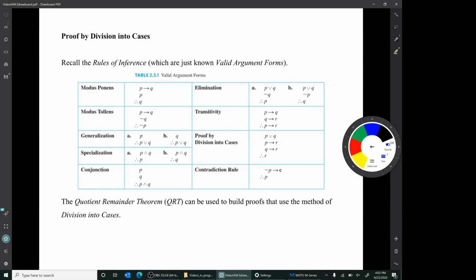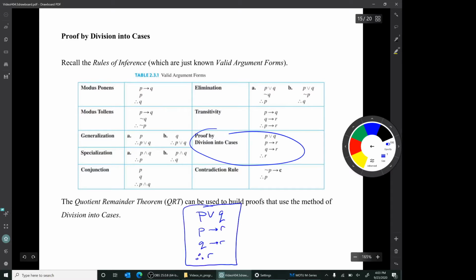Now, I want to talk about proof by division into cases. Recall the rules of inference, which are just valid argument forms. These are from section 2.3 of the book. One of the valid argument forms is this one, proof by division into cases. It says this: P or Q is true. If P is true, then R is true. If Q is true, then R is true. Therefore, R is true. So that's the valid argument form.